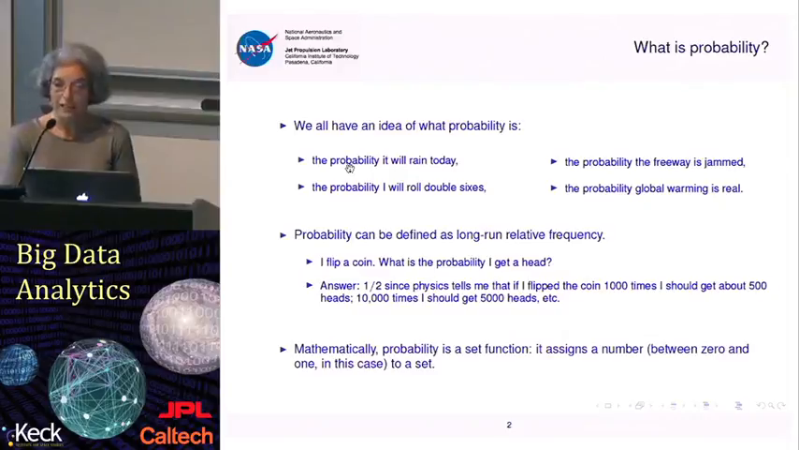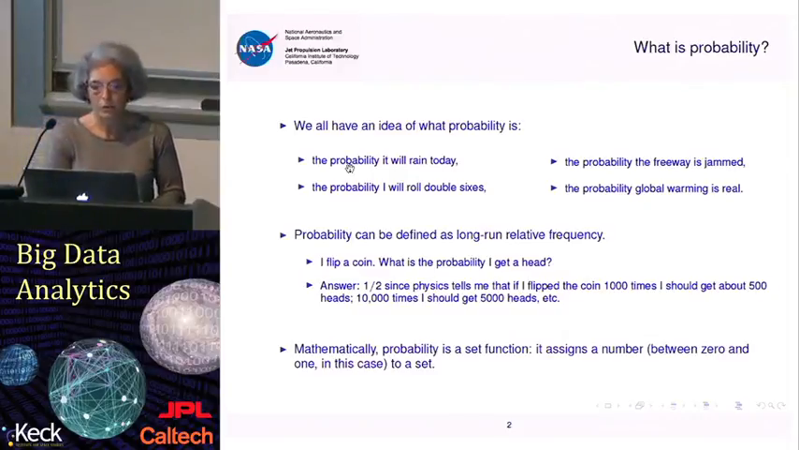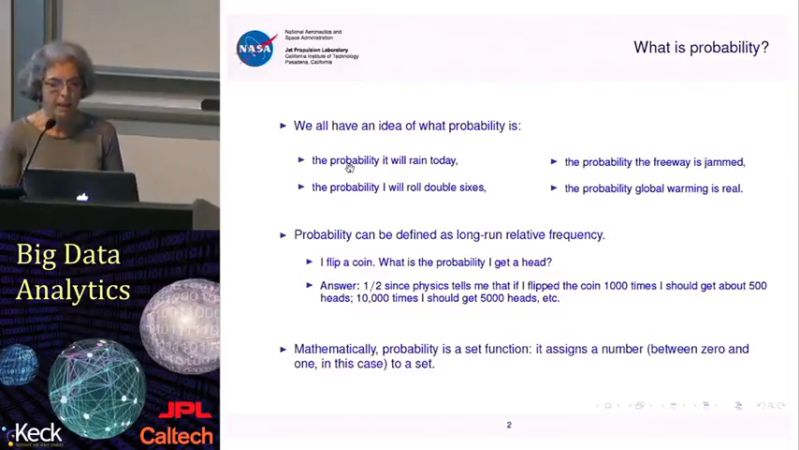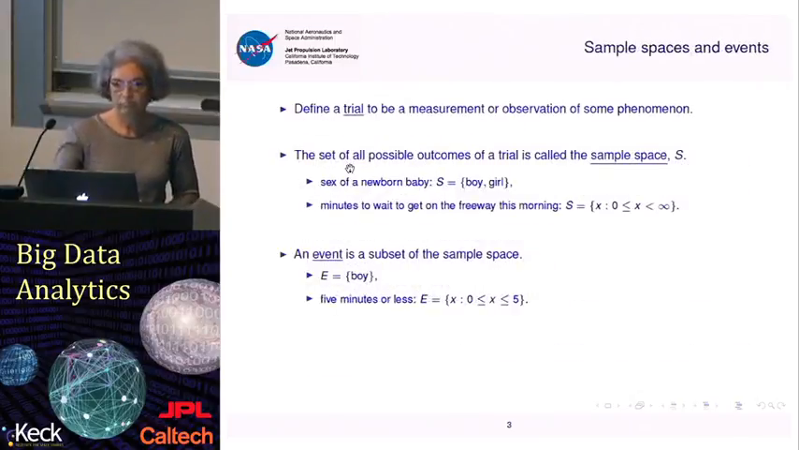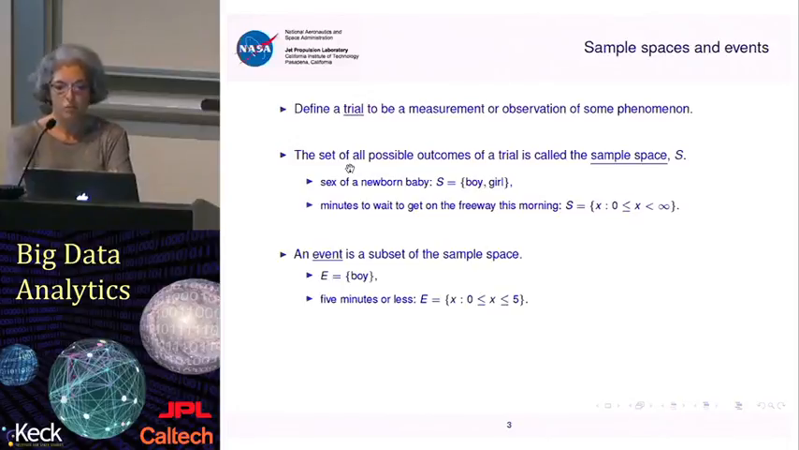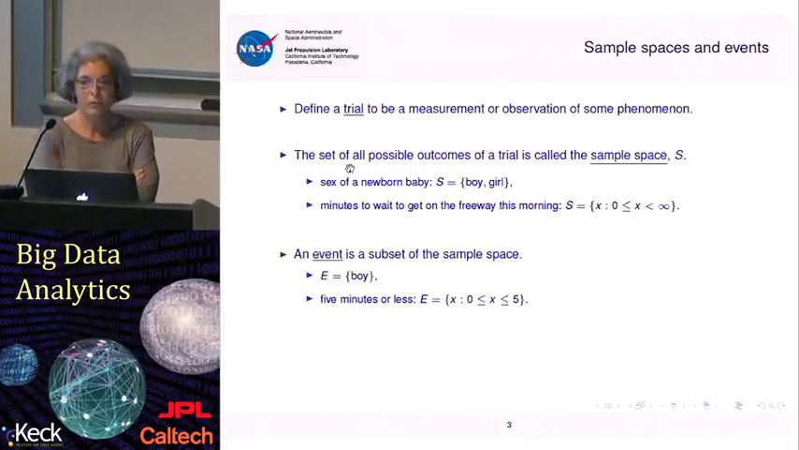Probability, fortunately, is also a mathematical object, and we can say that it's a set function in that it assigns a number, in this case a number between 0 and 1, to a set. So we're going to need a couple of definitions before we proceed with that.